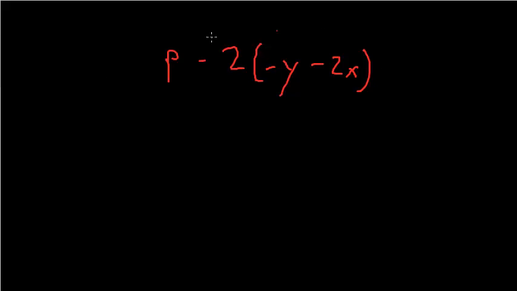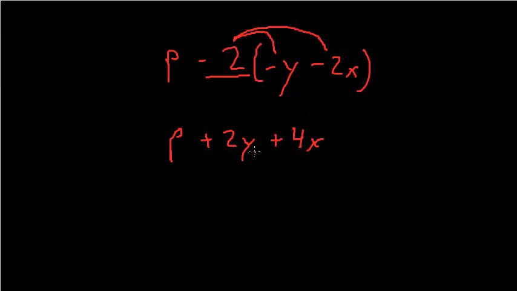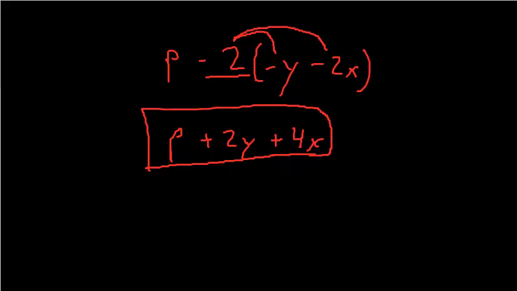If we want to simplify this, what we have here is multiplication. According to our order of operations, we always do this first. So we're going to take this negative 2 here and distribute it to what's inside the parentheses. So I have p minus, so negative 2 times a negative y actually makes it a positive 2y, and negative 2 times a negative 2x makes it a positive 4x. I then look to see if I have any like terms, which I do not, so this is my final answer.